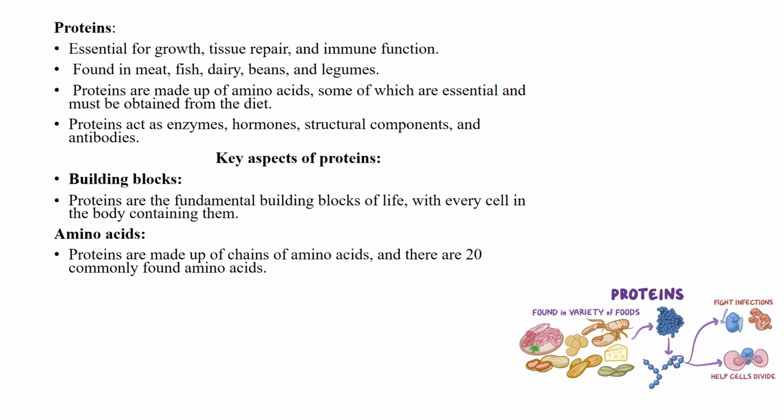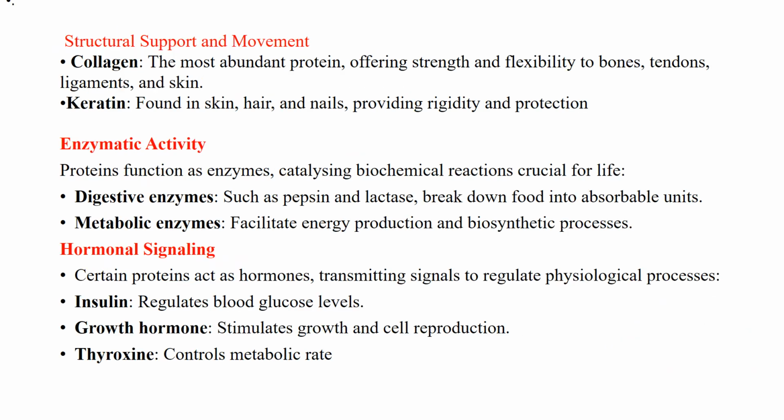So, key aspects of proteins. First, building blocks. Proteins are the fundamental building blocks of life, with every cell in the body containing them. Second is amino acids. Proteins are made up of chains of amino acids. There are 20 commonly found amino acids. They also give structural support and movement. One of the main proteins is collagen, the most abundant protein, which gives flexibility to bones, tendons, ligaments, and skin.